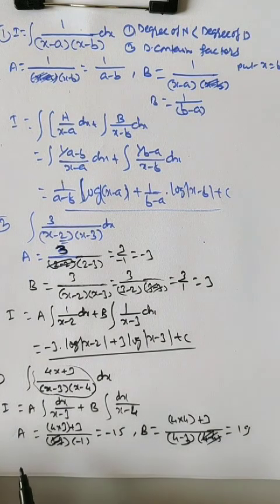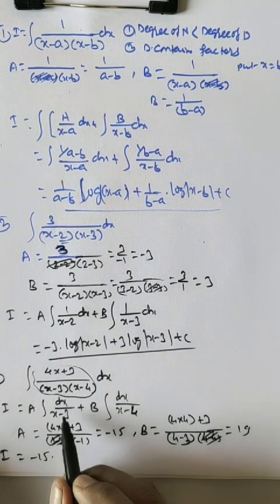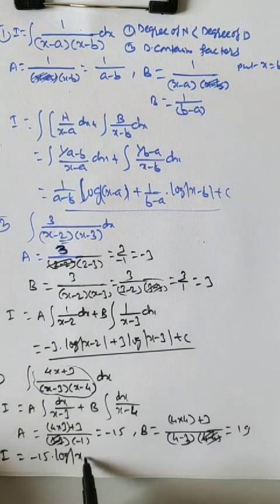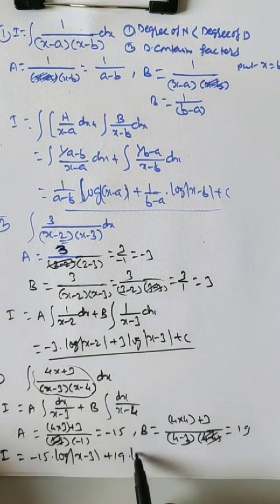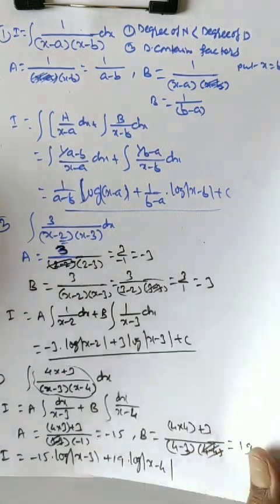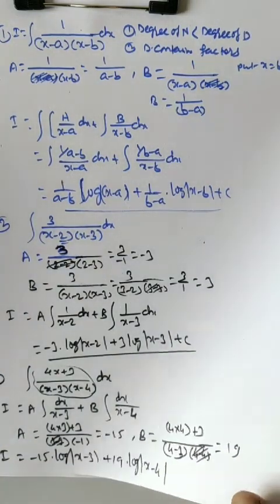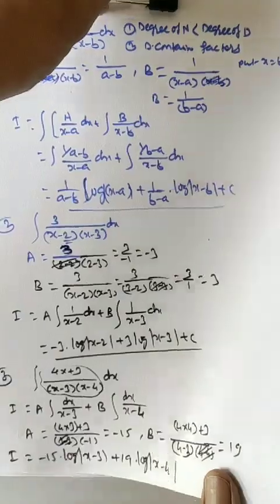Now we solve the final answer. Integration, a, what is the value of a? Minus 15 into integration, log of x minus 3. b, what is the value of b? 19 into log of x minus 4. Now we take a few more examples in order to see that this method is perfect.